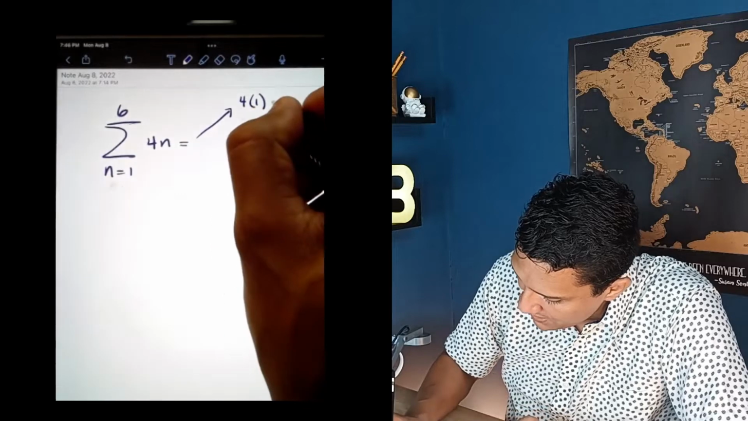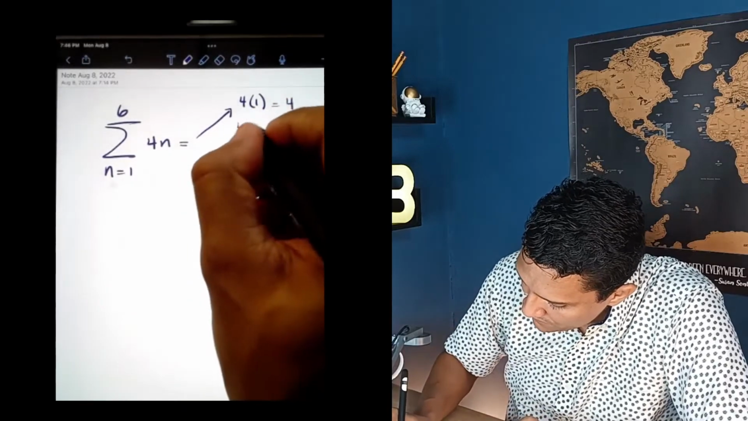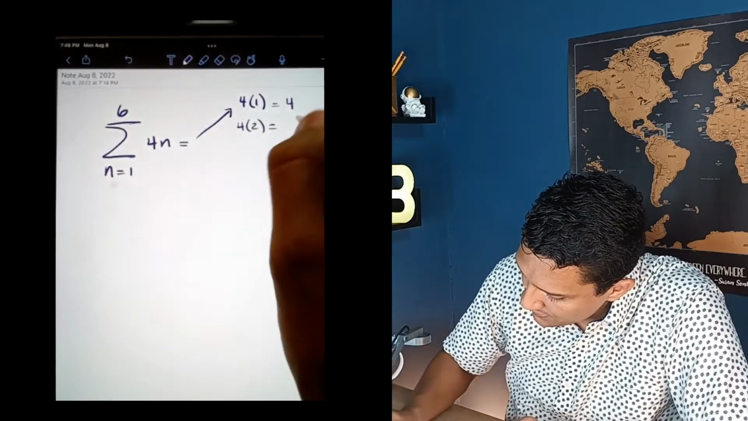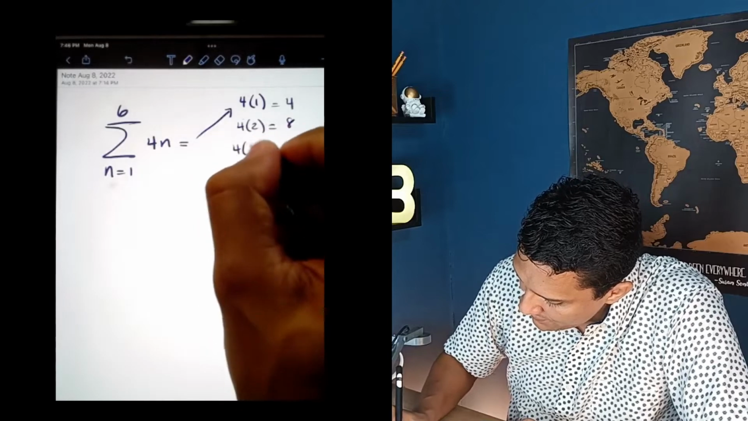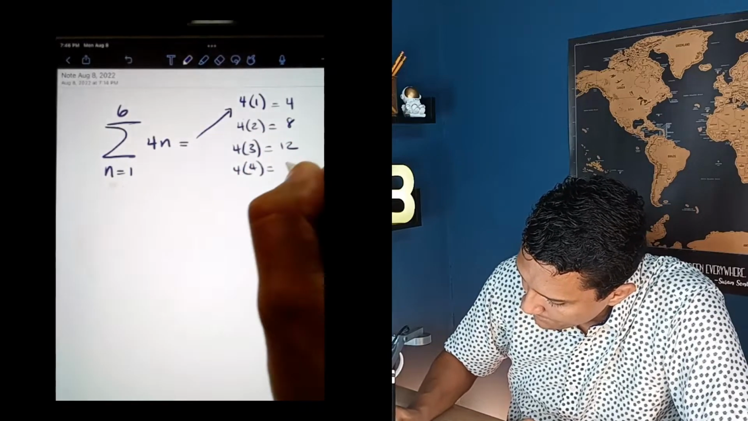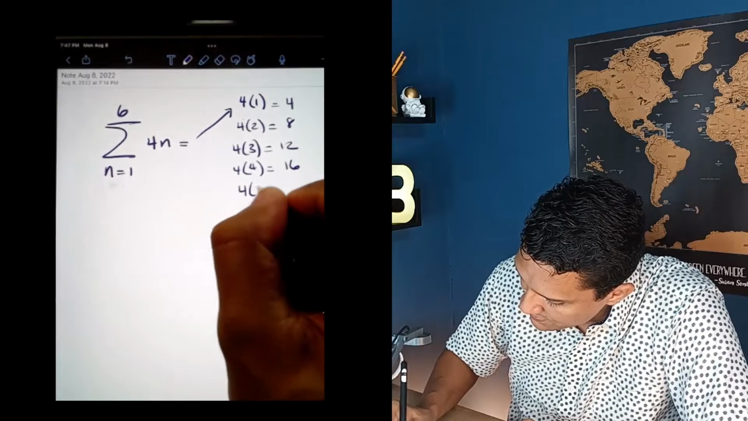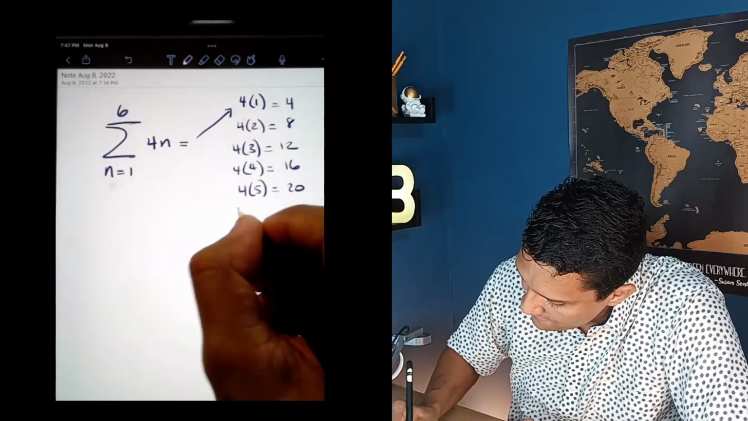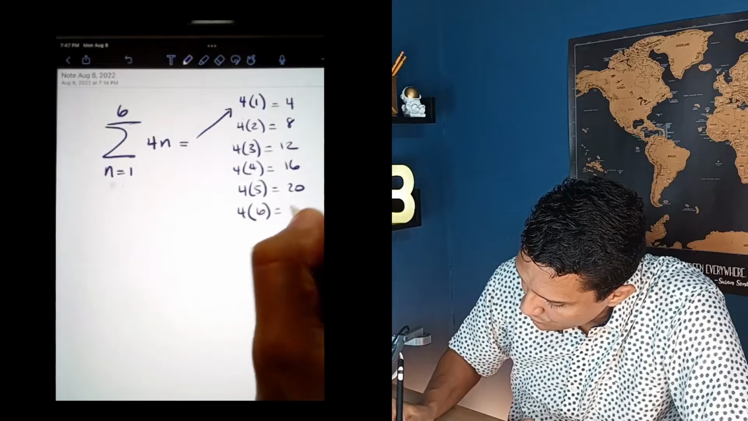So 4 times 1 is equal to 4. 4 times 2 is equal to 8. 4 times 3 is equal to 12. 4 times 4 equals 16. 4 times 5 equals 20. And 4 times 6 equals 24.